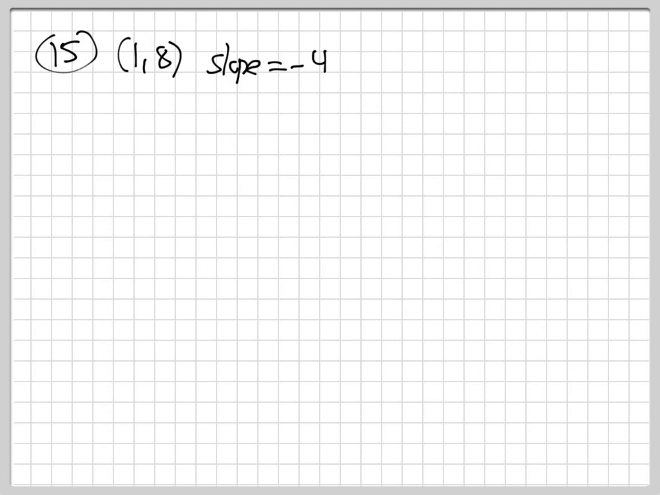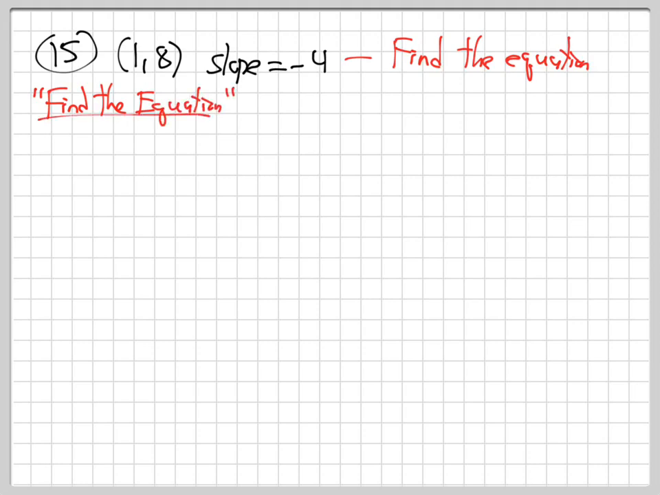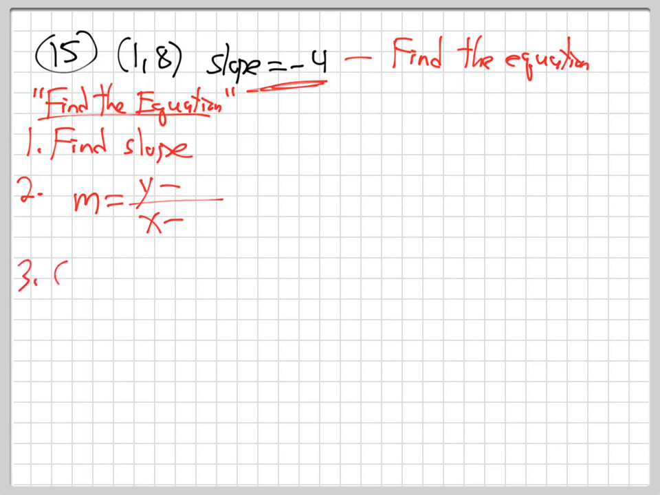Okay, I'll give you a game plan. When they say the words, and I didn't write them, find the equation, that's the key phrase in this section. When they say find the equation, there are three steps. Step 1, find the slope. Sometimes that's more difficult. In this case, they're just handing it to us. Step 2, write the following formula: m equals y minus blank over x minus blank. Step 3, cross multiply.